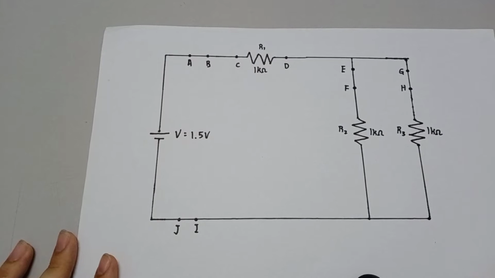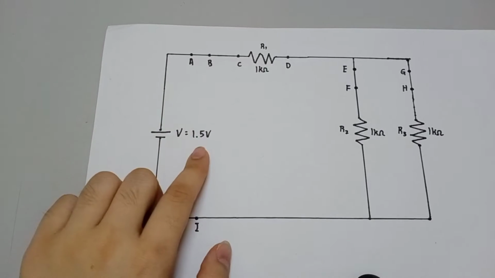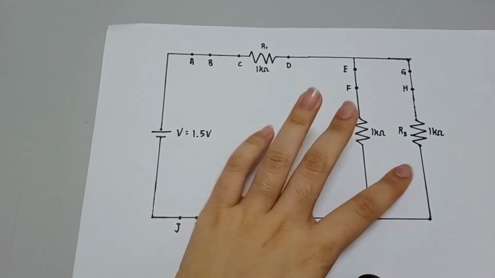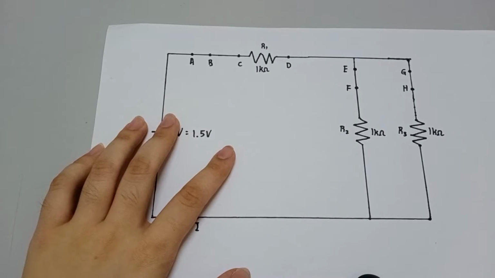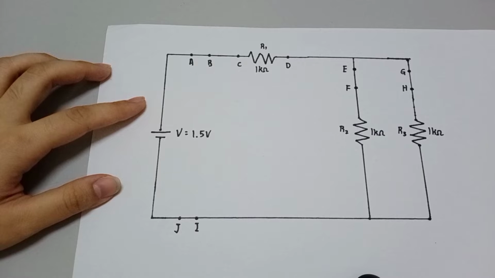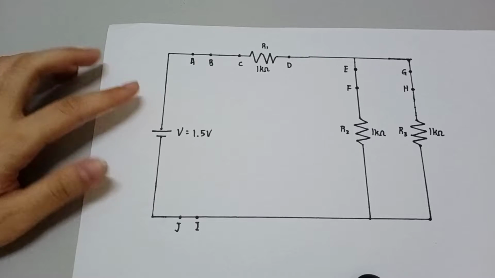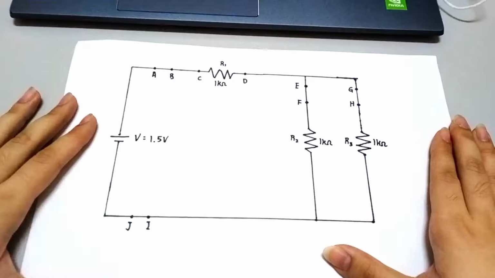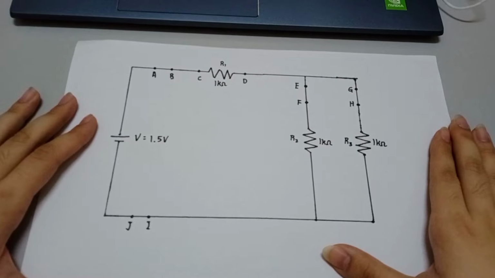Based on the schematic diagram here, the circuit consists of a 1.5 volt voltage source, 3 resistors with the same resistance value of 1 kilo ohm, and connecting wires. There are a few test points to determine the partial voltage, partial current, total voltage and total current of the circuit. Partial voltage and partial current for each resistor can be determined by using the current divider rule and voltage divider rule.